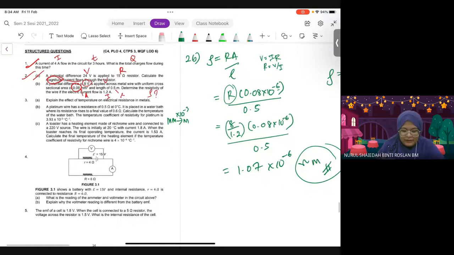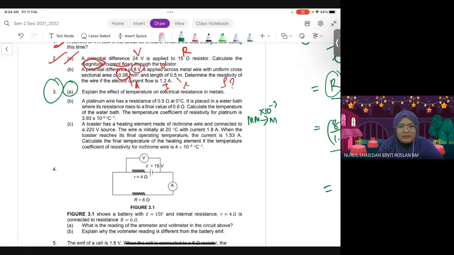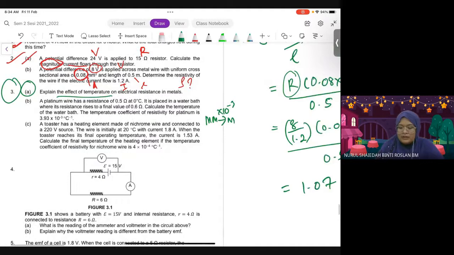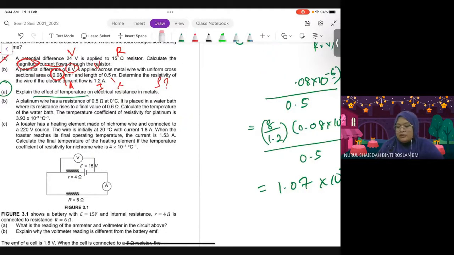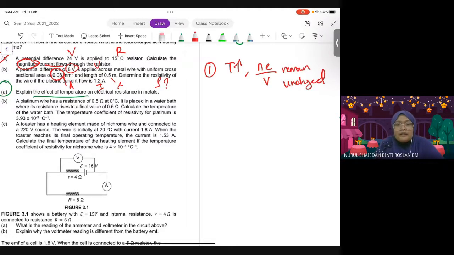Okey, soalan nombor 3. Yang ni yang tadi saya cakap nanti saya nak explain tu. Dia kata explain the effect of temperature on electrical resistance in the metal. Mungkin ni boleh keluar dekat EPS sebab explain tak ada keluar dekat PSBM. Okey, so ada 3. Yang pertama, bila temperature increase, number of electron per unit volume remain unchanged. Saya buat point je, awak tulislah penuh.